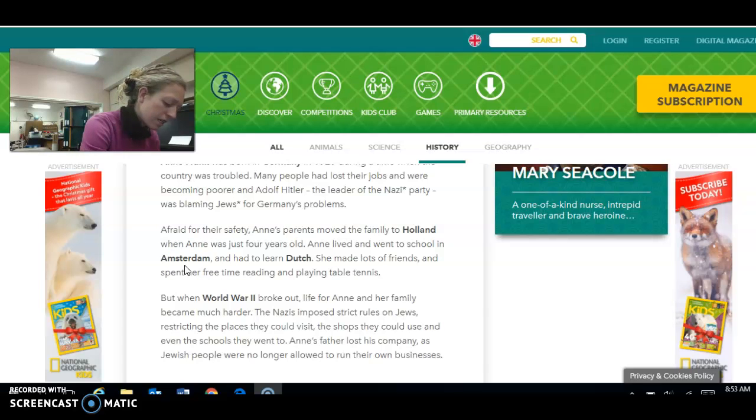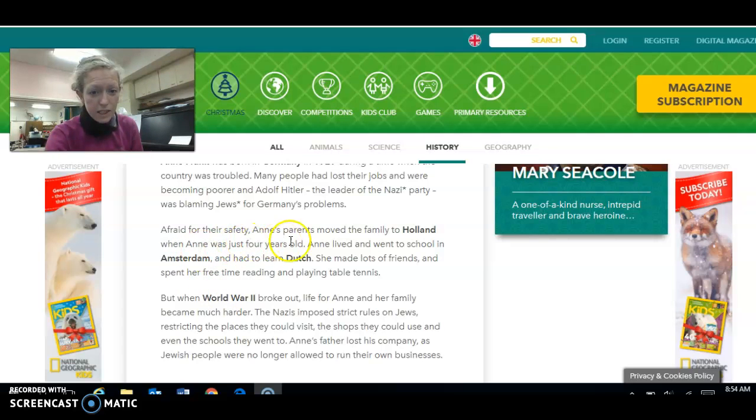why did Anne Frank's family, you could say move to Holland or leave Germany, either way. I'm going to say leave Germany. Why did they leave? Let's see.